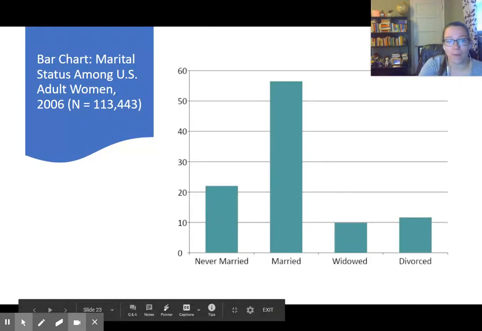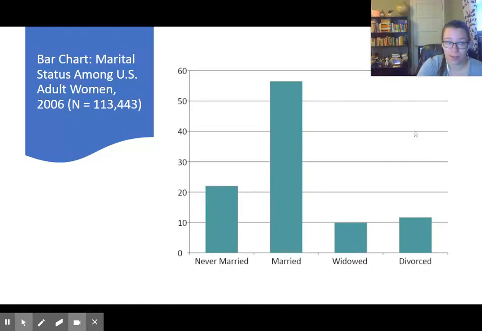Again, when we look at bar charts, bar charts are really convenient ways to represent a lot of different types of data, but it's really easy to tell what the mode is when it comes to bar charts because it's the one that has the most responses. Super easy, right?